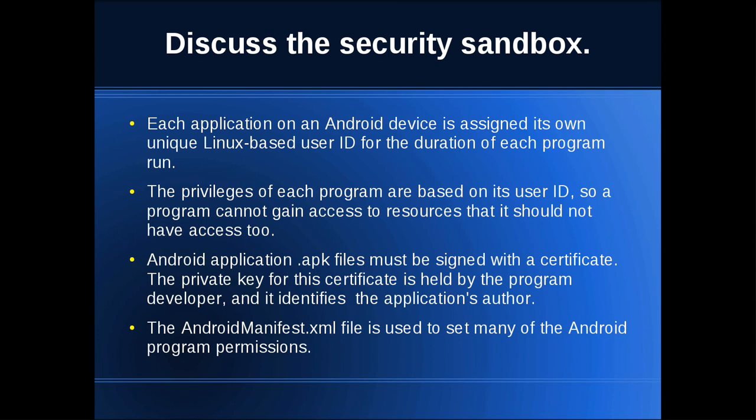So if you have a program on your phone called NavFree USA, while NavFree USA is running, it has certain privileges associated with its user ID, and it can't do anything that's outside of the boundaries of what it's supposed to do. Okay, the privileges of each program are based on its user ID, so a program cannot gain access to resources that it should not have access to.